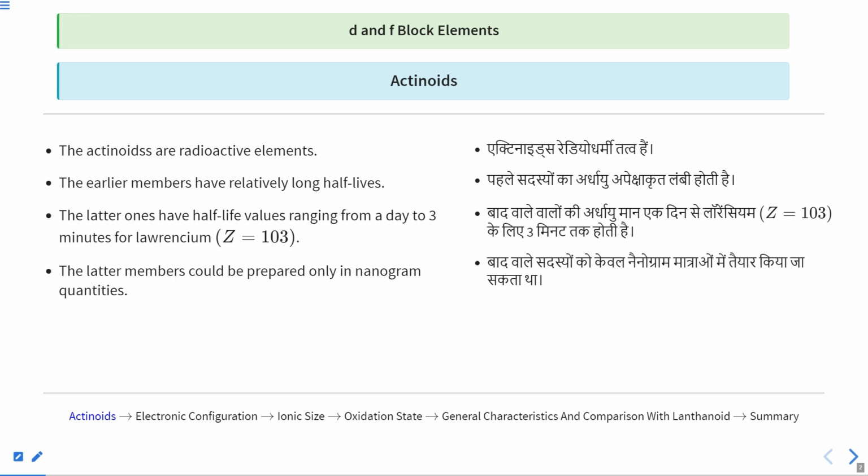If we talk about the earlier members, meaning those with a smaller atomic number in actinoids, there is more nuclear stability in that element, whereas the latter ones have half-lives ranging from a day to 3 minutes. Lawrencium lasts up to 3 minutes only, which means in 3 minutes half of the lawrencium is radioactively decayed. You can see how fast it is decaying. The latter members can be prepared only in nanogram quantity, a small amount, due to the radioactive property.